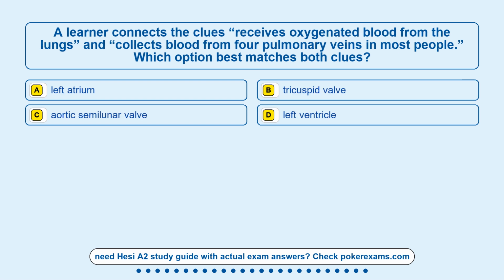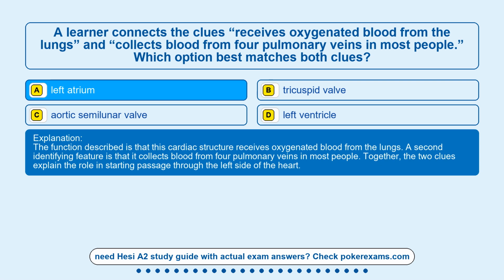Question 21. A learner connects the clues, receives oxygenated blood from the lungs, and collects blood from 4 pulmonary veins in most people. Which option best matches both clues? Option A, left atrium. Option B, tricuspid valve. Option C, aortic semilunar valve. Option D, left ventricle. The correct answer is option A, left atrium.